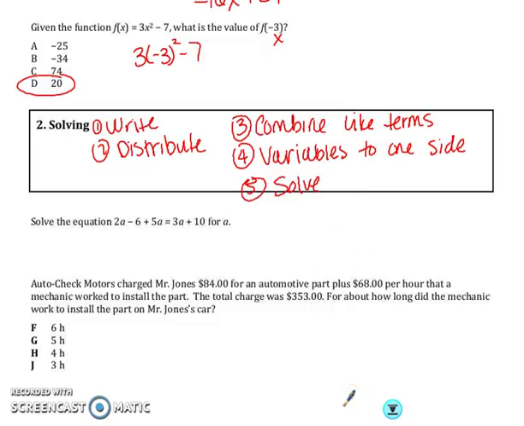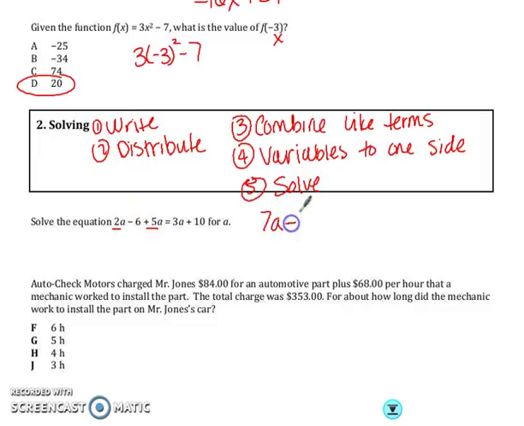So, all of these release questions here, I need to solve this equation. Step 1 is write it. Well, it's already written, that's fine. Step 2 is to distribute. There's no distribution here. Step 3 is to combine like terms. Well, I can do that on this side because I have 2a and 5a, which will give me 7a.